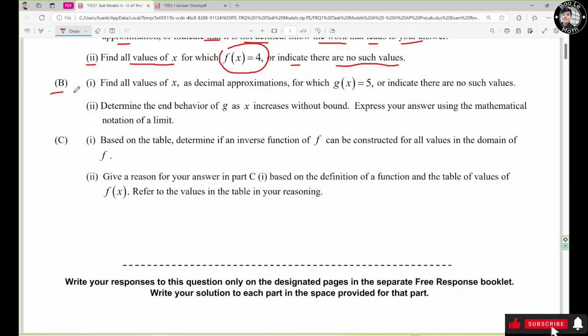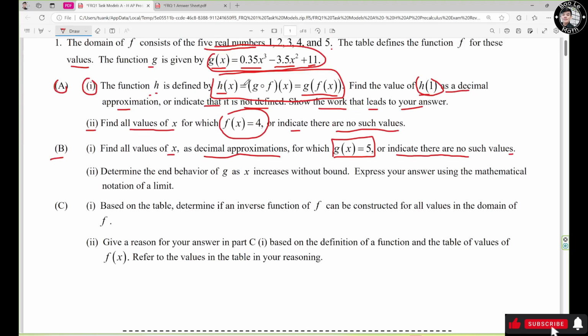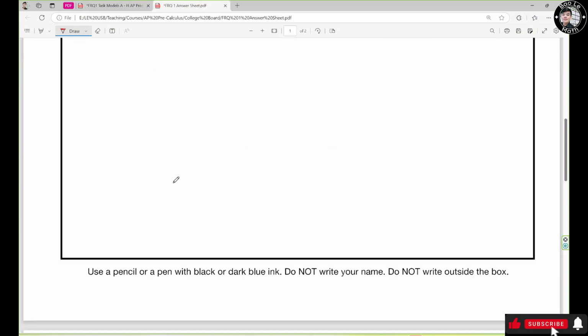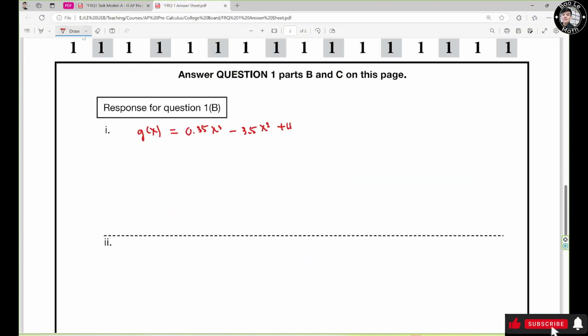Now question B. Find all values of s as decimal approximations for which g of s equals 5 or indicate there are no such values, right? So g of s equals 5, but g of s equals this function right here. So I copy this function over here. A lot of students make a mistake. They're going to do it like this. This is wrong, right? You need to let this one equal 5. So keep that in mind.